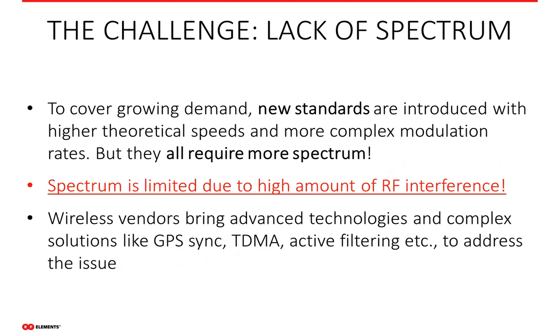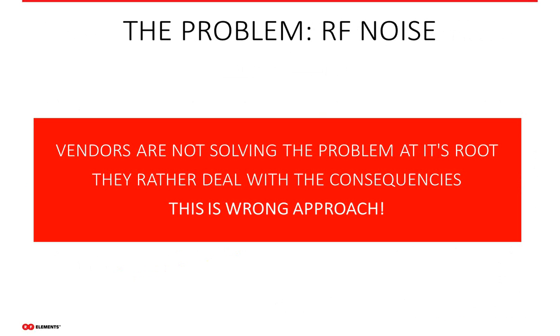So wireless vendors now are trying to bring much more advanced technologies and much more complex solutions like TDMA, GPS synchronization, and active filtering to address these issues. And really, those things are not the solution for the original problem of the RF interference that's out there. So again, the problem is RF noise. Your current vendors are not really solving the problem at the root. They're dealing with the consequences, and this is really the wrong approach.